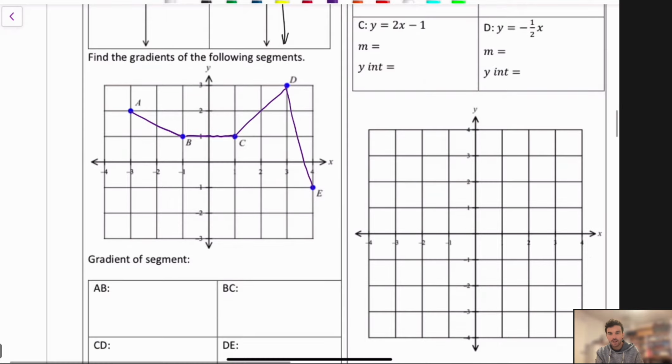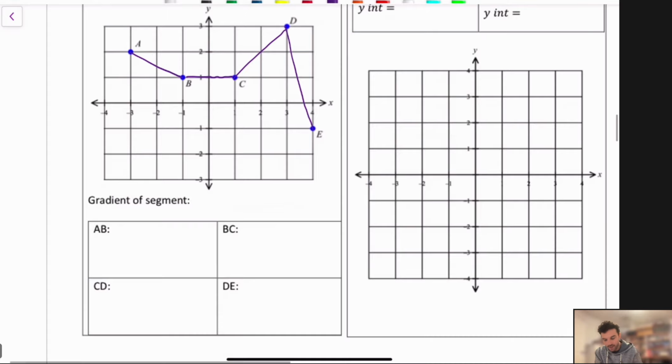Like that. So what's the gradient of A to B? Well, it's going across 2 and then down 1. Now we know if it's going down, it's going to be negative. So what's our gradient? Well, we know it's going to be rise over run. Now the run is 2. That's the run there. And this is the rise, and it's negative. So it's going to be -1. So what's our answer? M is equal to -1 on 2.